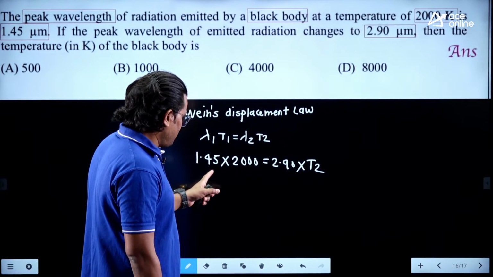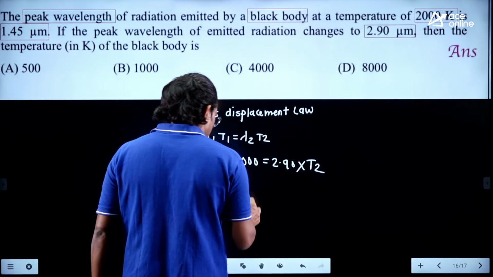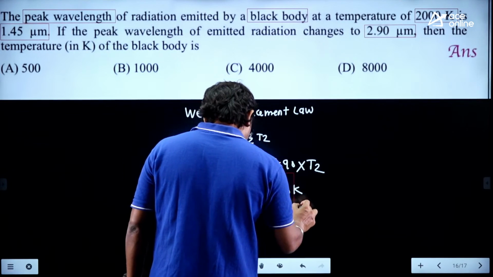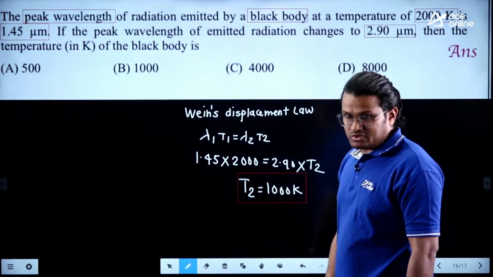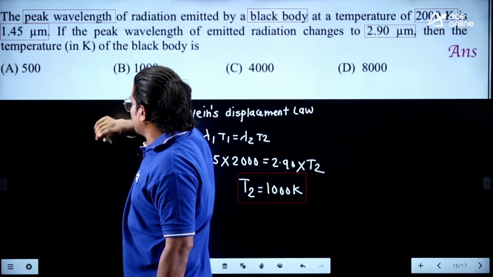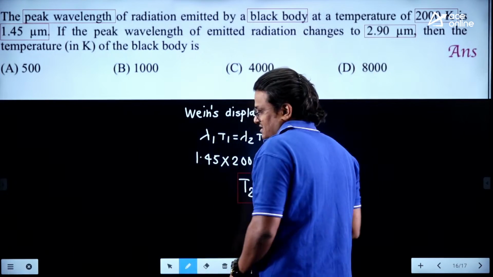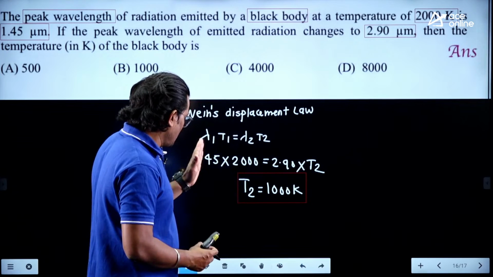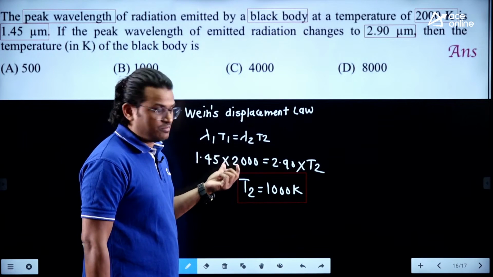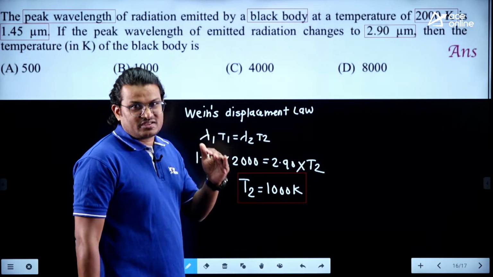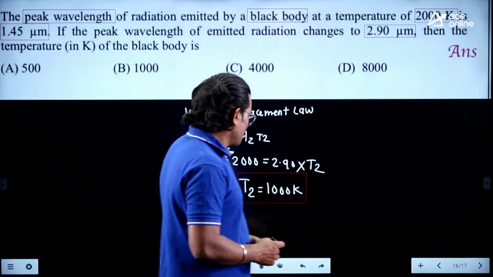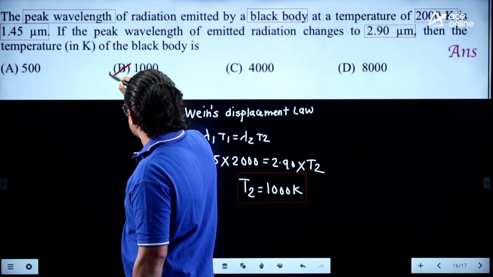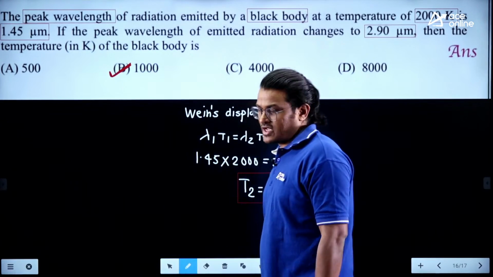So if you see this one, 1.45, 2.90, the ratio is double. So 2000 by 2, that will be 1000 Kelvin. So this is your answer. So peak wavelength is 1.45 at this temperature 2000. If the wavelength is increasing, what about the temperature? As you can see here, lambda 1 T1 equals lambda 2 T2, so lambda is inversely proportional to temperature. As the temperature is increasing, lambda is decreasing. So that's why your answer is 1000 Kelvin.